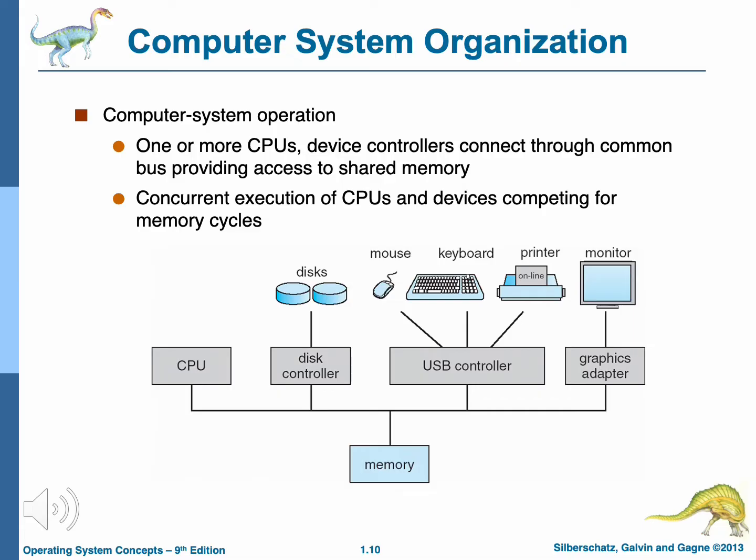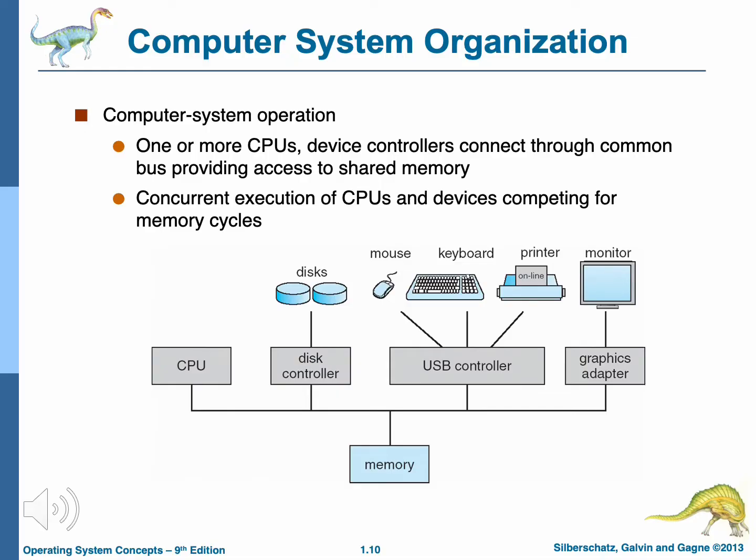Computer system organization. Before we can explore the details of how computer systems operate, we need general knowledge of the structure of a computer system. In this section, we'll look at several parts of this structure. The section is mostly concerned with computer system organization, so you can skim or skip it if you already understand the concepts. Computer system operation.